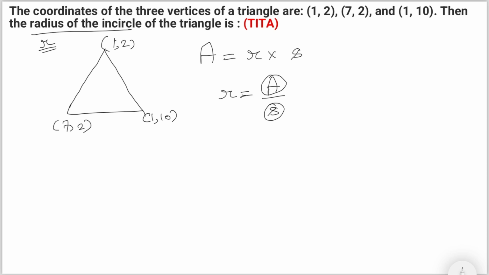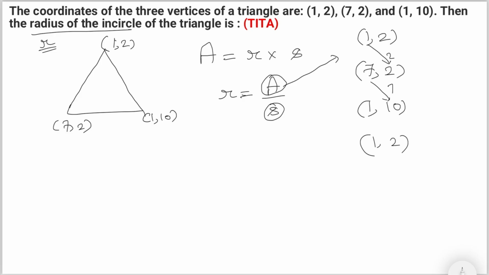Let's start by finding out the area of this triangle. The area of the triangle can be found very easily using the shoelace method we have discussed in our geometry course. So 1, 2, 7, 2 and 1, 10. And then the first coordinates we write them again 1, 2. Now 1 into 2 will be 2. 7 into 10 is 70 and 1 into 2 will be 2. 2 plus 70 plus 2 is 74.